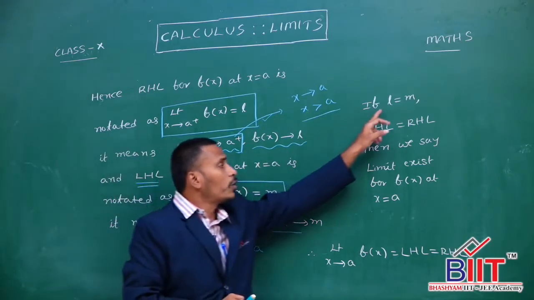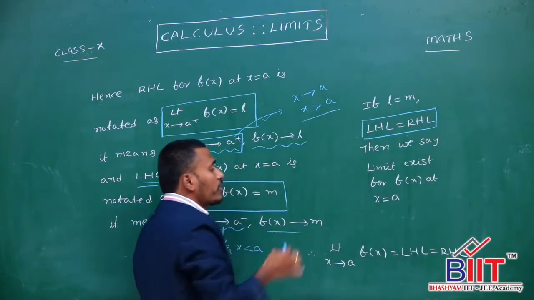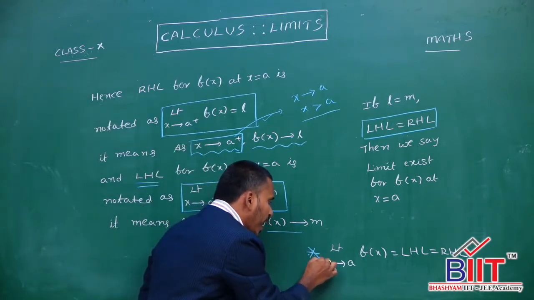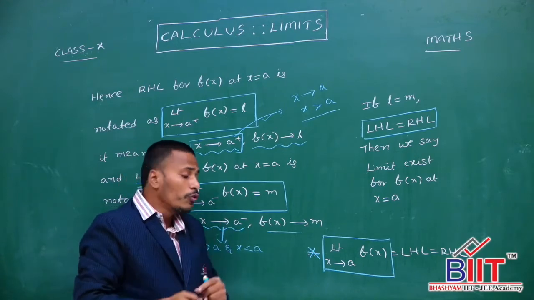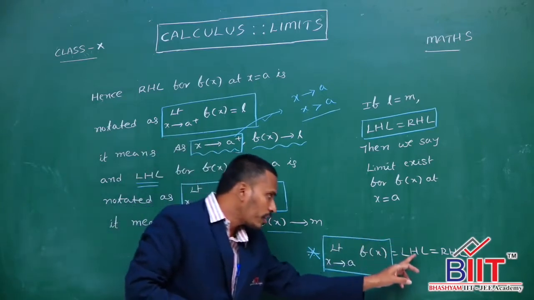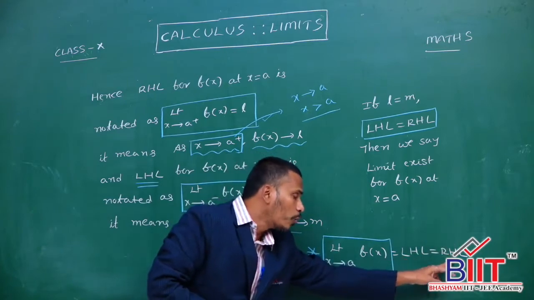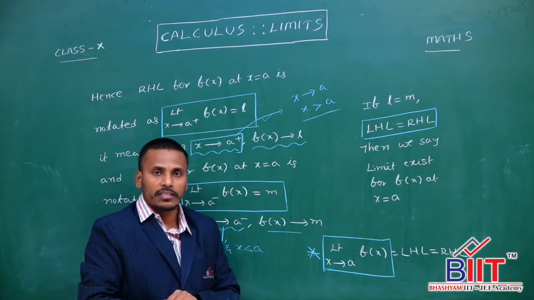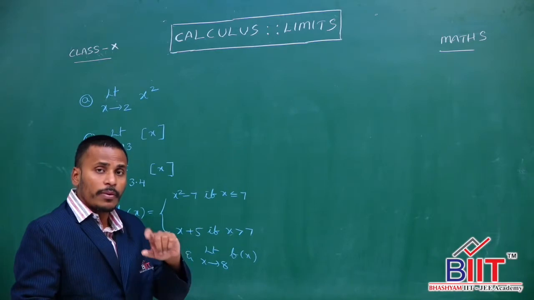If that L is equal to m, if the left hand limit is equal to the right hand limit, then we say the limit exists for the function at x is equal to a, and that is what is considered as limit x tends to a f of x. So, if you wish to find limit x tends to a f of x, you need to find both the left hand limit and the right hand limit as per the function. If these two are equal, then that equal value is considered as the limit of the function at x is equal to a. Let us look at some examples related to left hand limit and right hand limit.